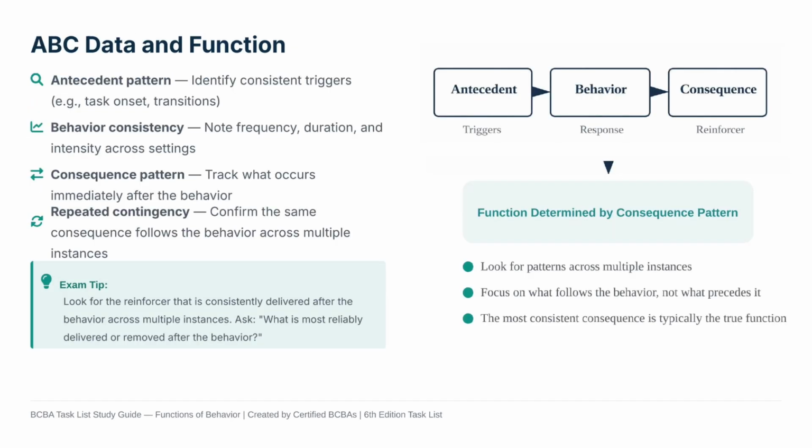This analytical process relies on ABC data. Antecedents tell us what sets the occasion for behavior. Behaviors tell us what the individual does. Consequences tell us what maintains the behavior. But remember, one isolated event does not determine function. We look for repeated patterns across multiple instances. The most consistent consequence across repeated occurrences is typically the maintaining variable. Patterns, not isolated examples, determine function.